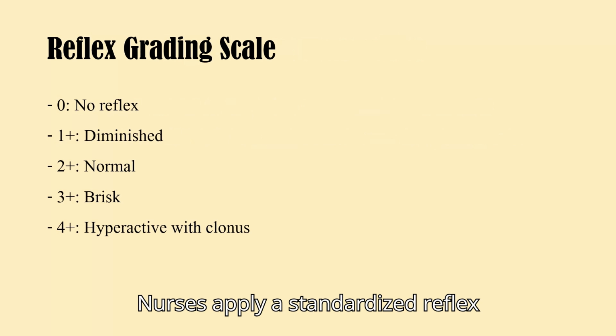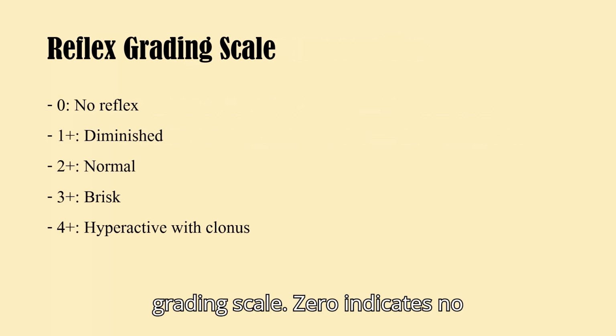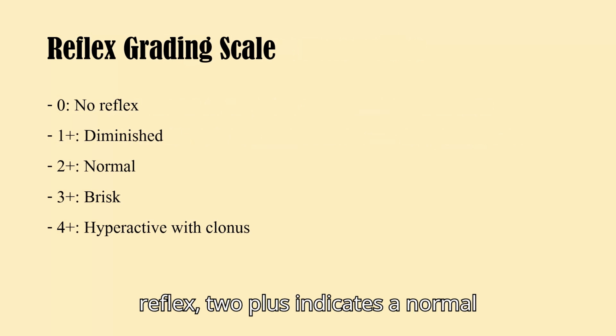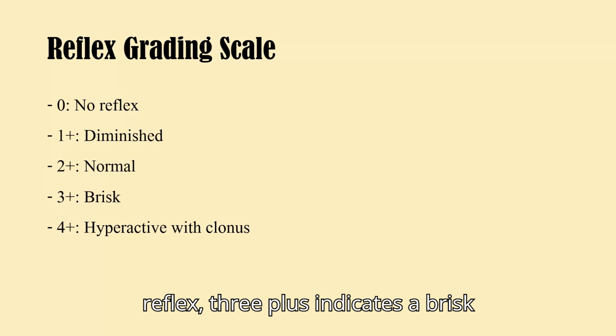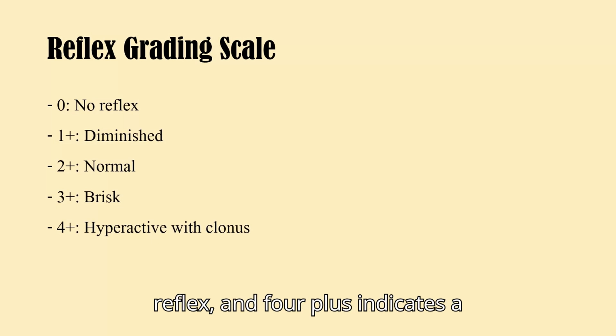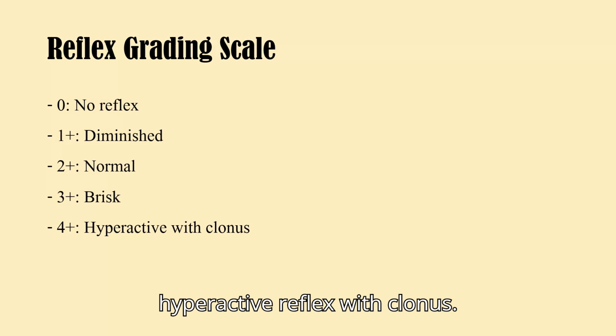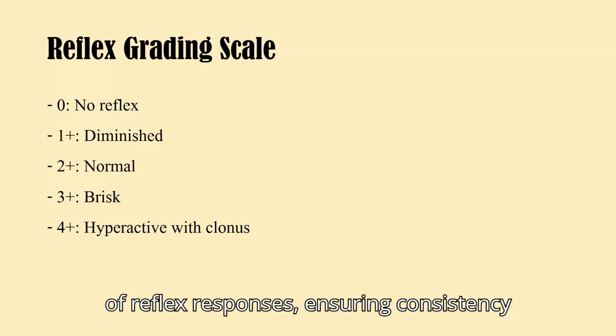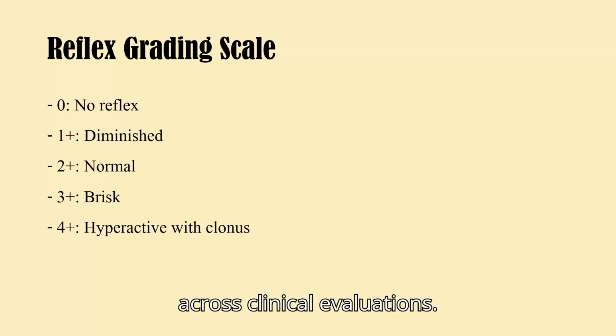Nurses apply a standardized reflex grading scale. 0 indicates no reflex, 1 plus indicates a diminished reflex, 2 plus indicates a normal reflex, 3 plus indicates a brisk reflex, and 4 plus indicates a hyperactive reflex with clonus. This scale standardizes the documentation of reflex responses, ensuring consistency across clinical evaluations.